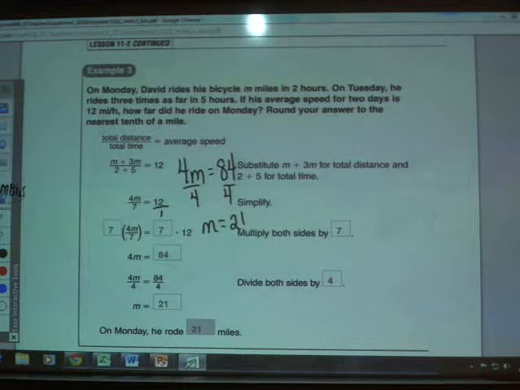And again, we can check that. We can change m into 21, make sure the left side equals the right side. It'll check just like the last two questions have.